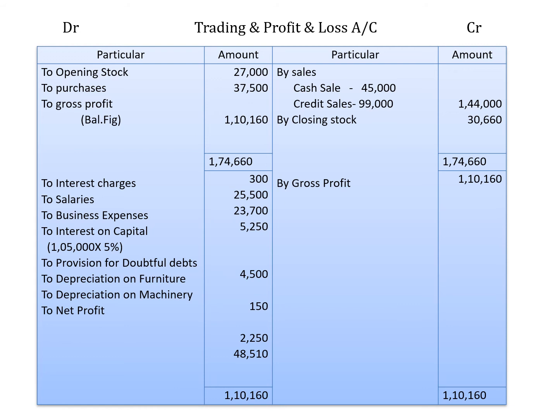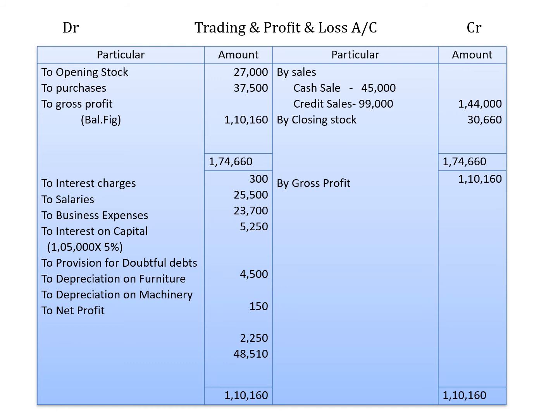Come to the credit side. By sales, in this question cash sales is given as 45,000. Credit sales we found out in the debtors account as 99,000. So total of sales will be 45,000 plus 99,000, 1,44,000 plus returns. We don't have any returns given in this question.